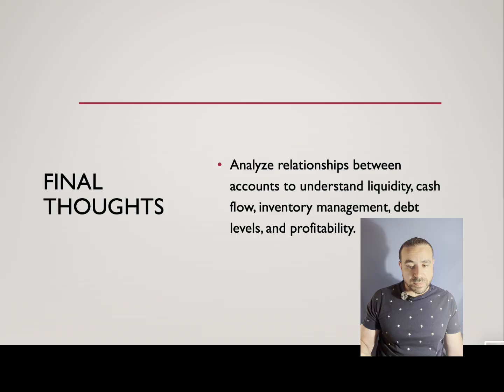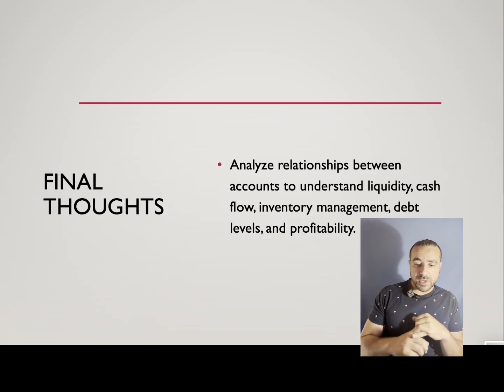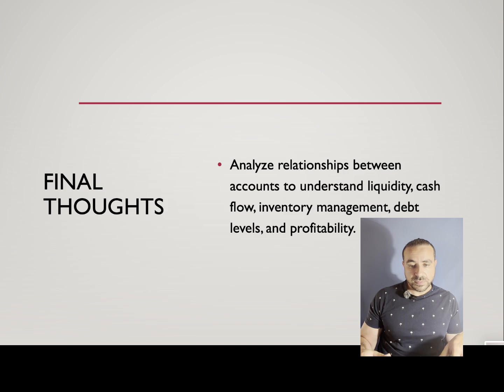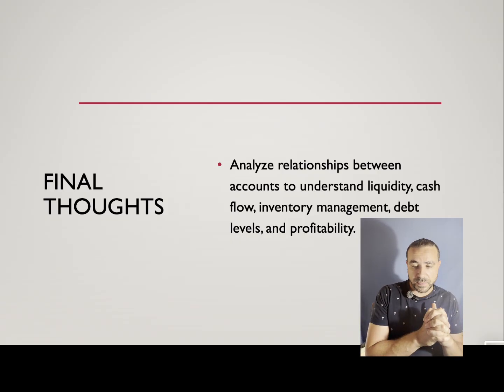So this will be the end of our video. In the next video, I will try to bring more points that we can understand, but just a quick summary of this video. We saw the relationship between accounts receivable and revenue, inventory and cost of goods sold, current assets and current liabilities or the current ratio, long-term debt versus equity or debt to equity ratio, and the last thing is retained earnings versus net income.